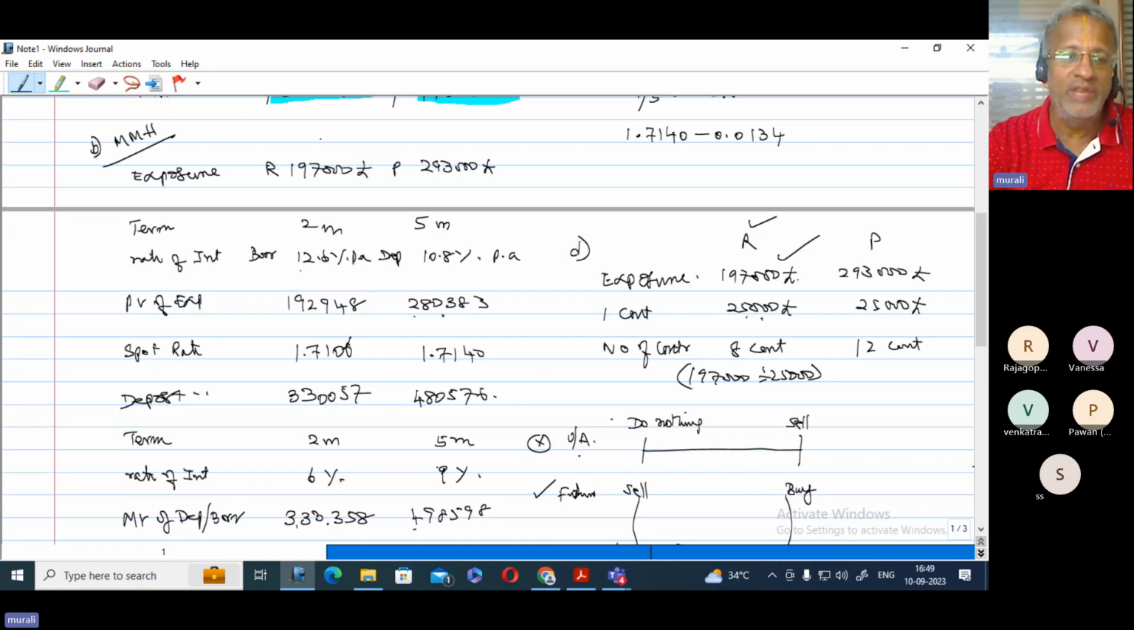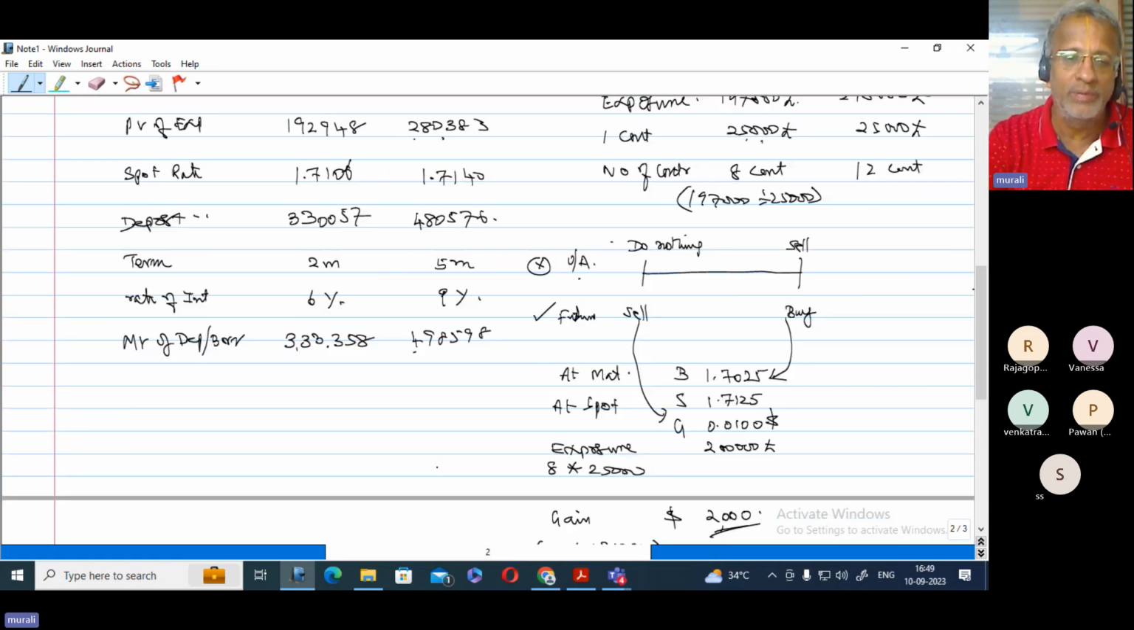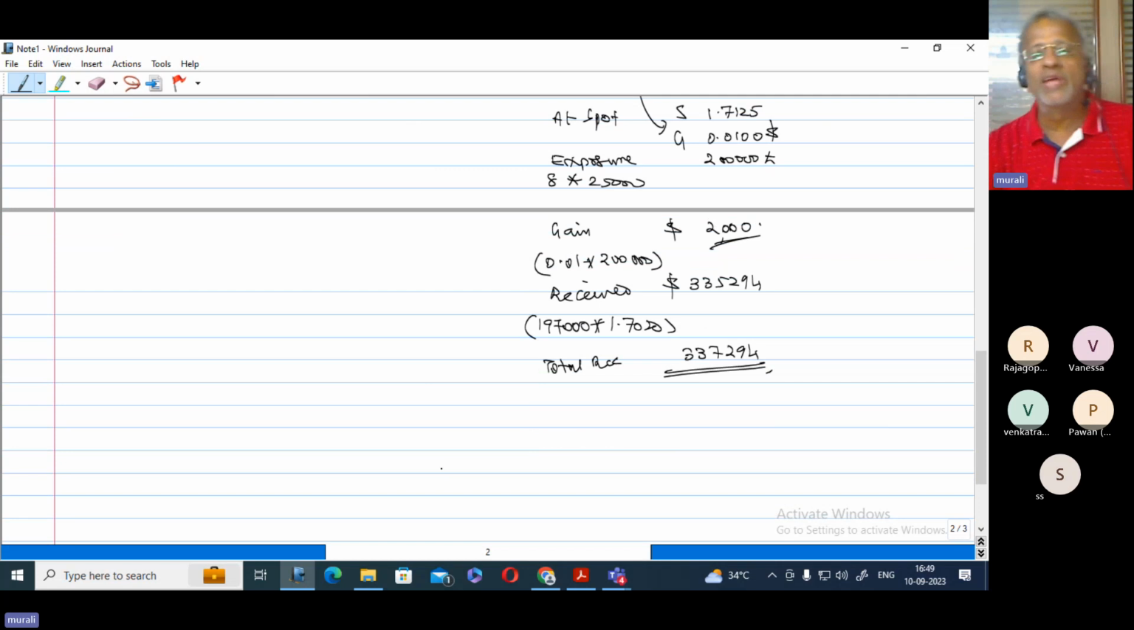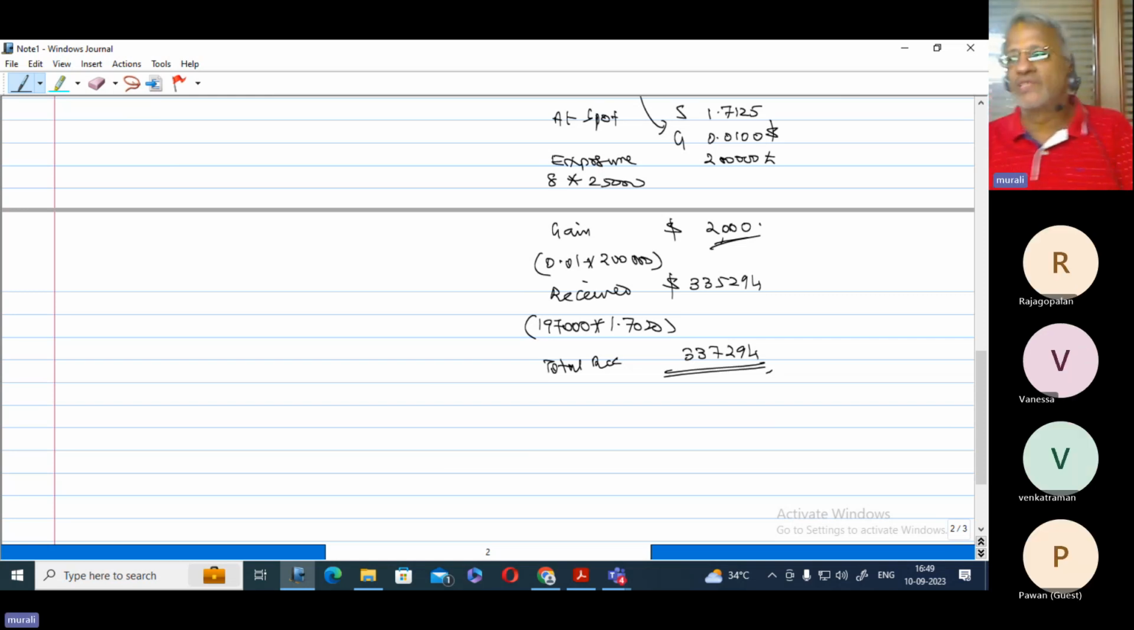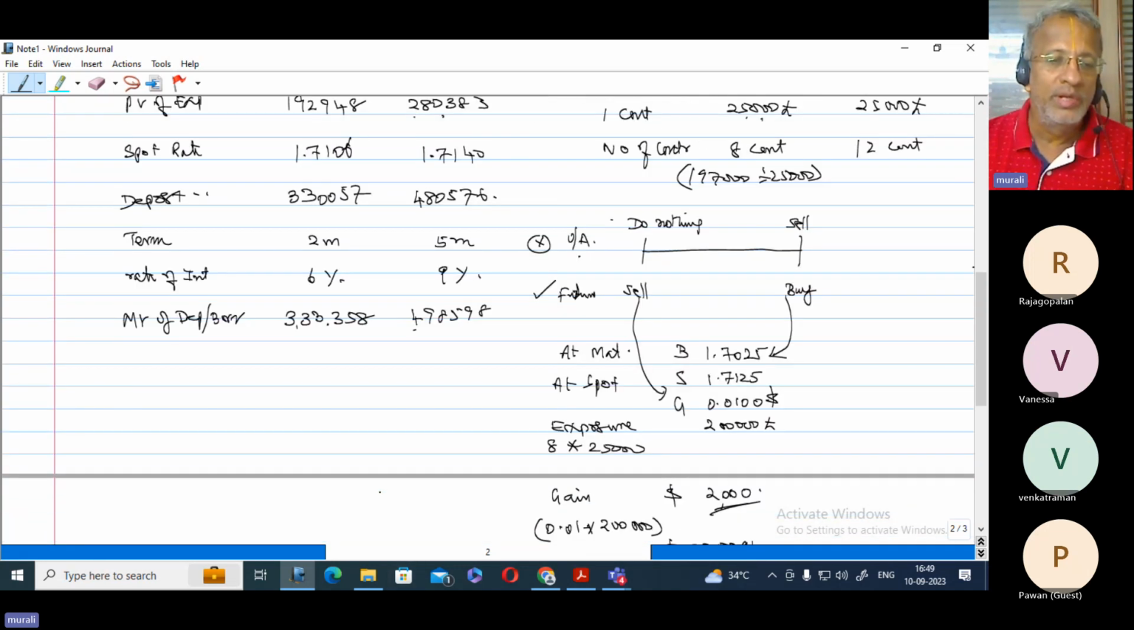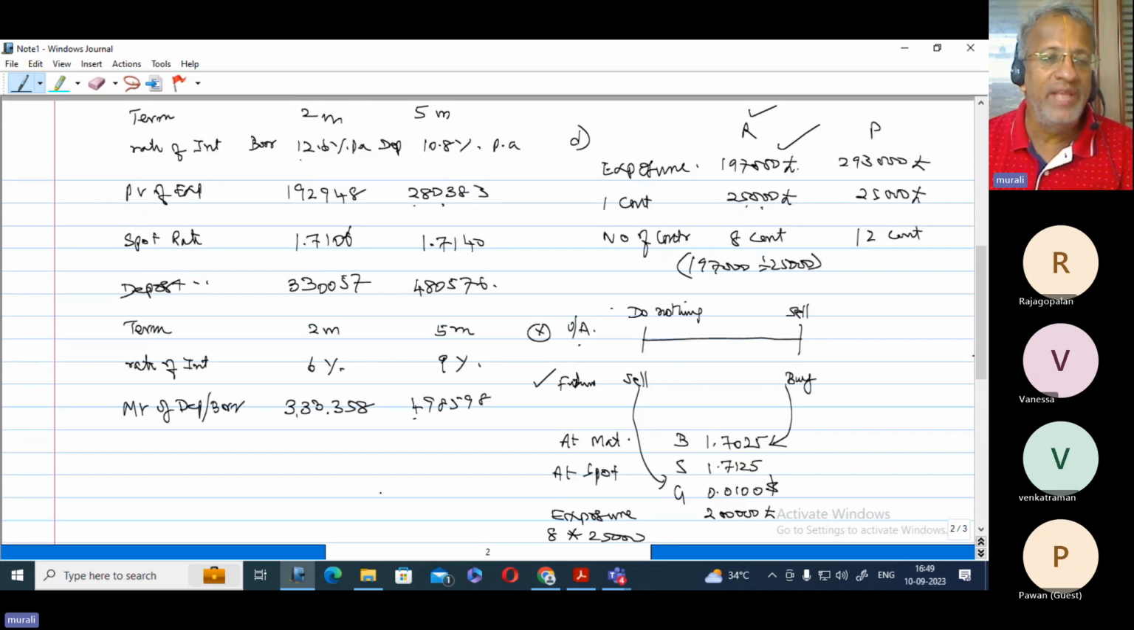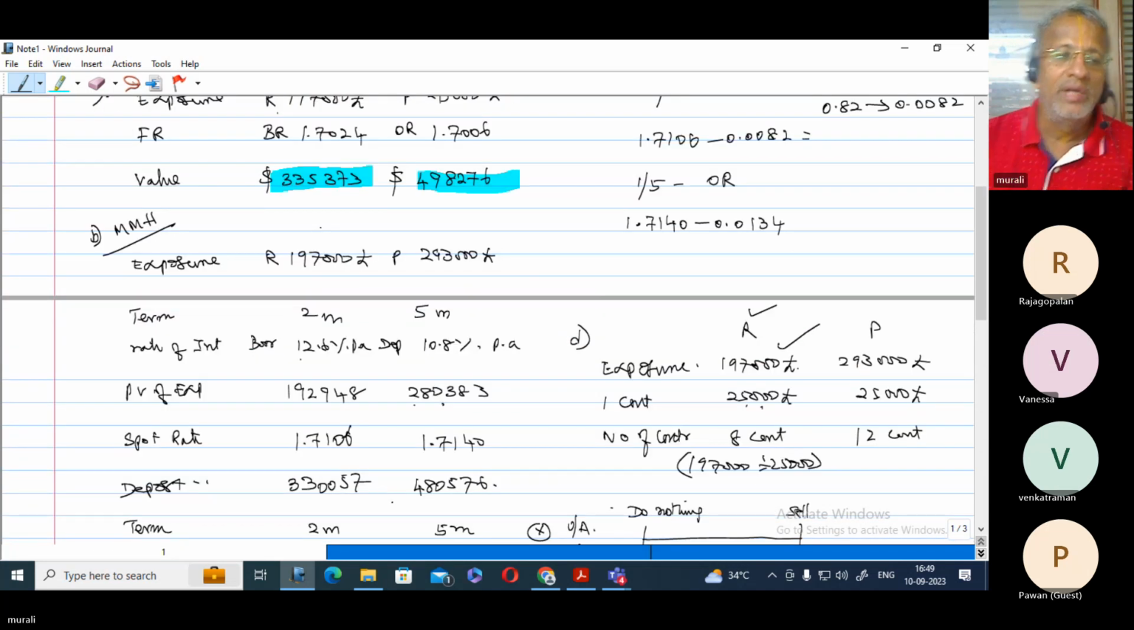Now, if all three are taken up for discussion, you can consider that money market hedging and forward are inferior when compared to futures. With futures it is 337,294, which is a much better figure than the other two, 333,358 and 335,373. Is that clear? Are you clear about this one? Say yes or no?